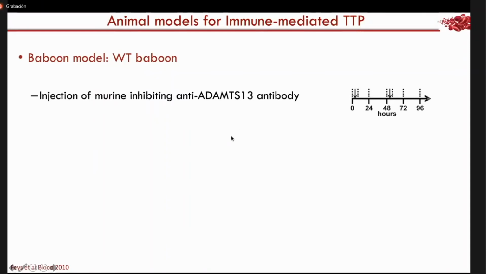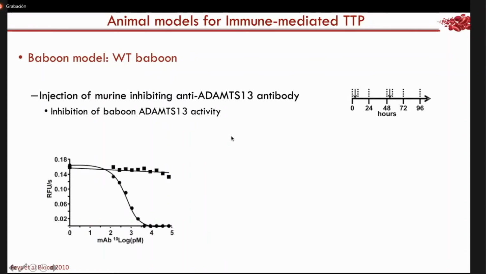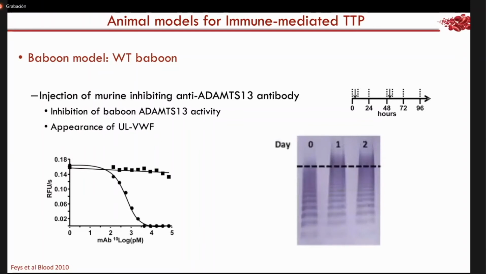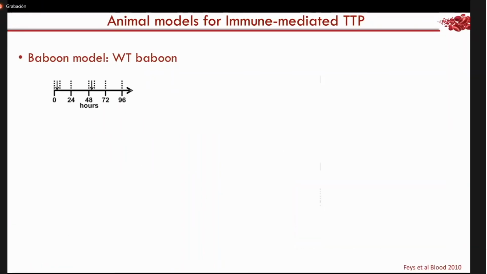We took blood samples and we followed, of course, the activity of ADAMTS13. If we block ADAMTS13 in baboon, you see in the curve a nice inhibition of ADAMTS13 activity. The squares represent injection of a control antibody in the baboon, and you see no inhibition of ADAMTS13 activity. Inhibition of ADAMTS13 activity clearly resulted in an increase of ultra-large multimers, as you can see in lane 1 and lane 2, which correspond to day 1 and day 2 after injection of the inhibitory antibody.